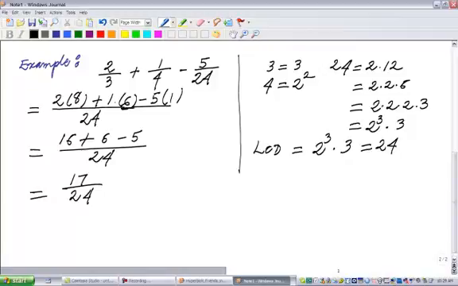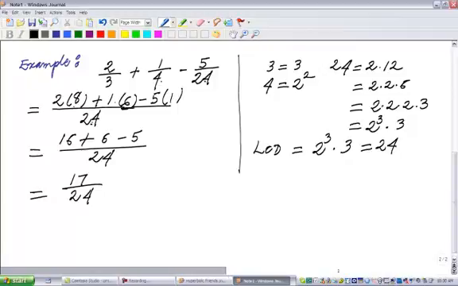And then what goes on the numerator? On the numerator, you see I have 2 multiplied with something in the parentheses, 1 multiplied with something, and negative 5 multiplied with something, okay? Now the question is, what goes into the parentheses? I divide the LCD by each denominator. When I divide 24 by 3, I get 8. When I divide 24 by 4, I get 6. When I divide 24 by 24, I get 1. So those are the numbers that went there.